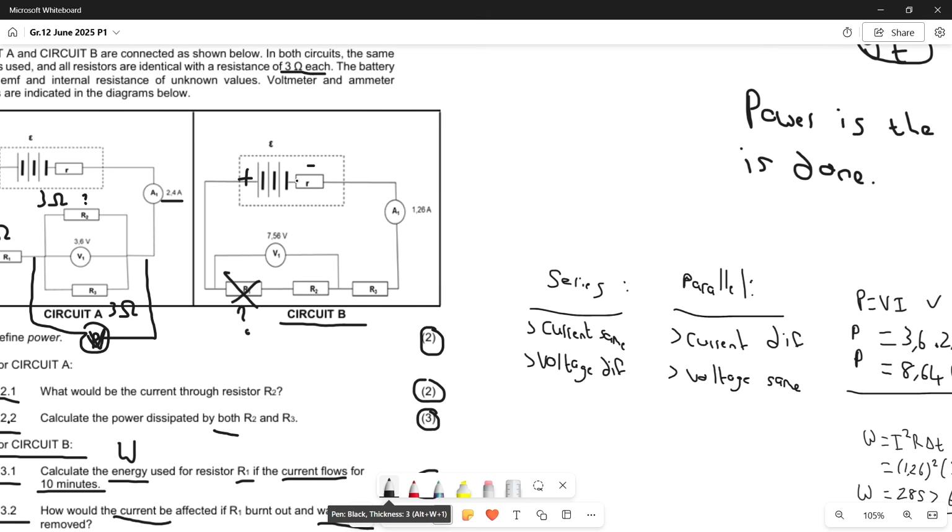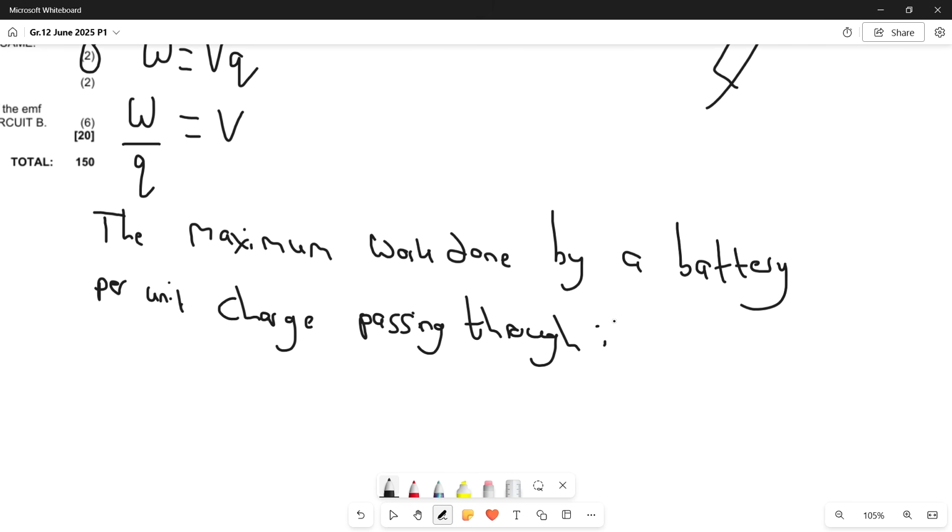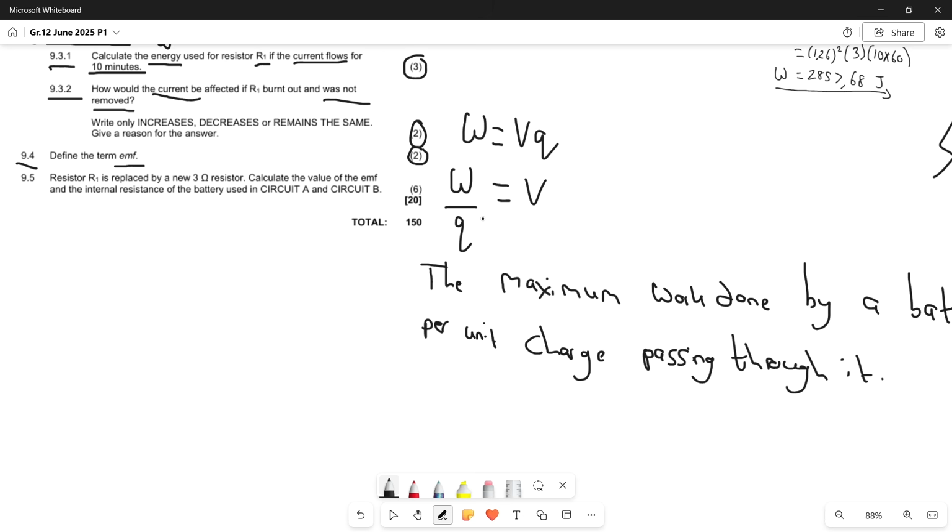That is pointing to the fact that our EMF is inside the battery itself, not in the external circuit, which means it is the maximum work done by a battery per unit charge, and that is our Q over here passing through it. And that just earned us 2 marks over there, and it is an all or nothing question. We either get 2 or 0. There are no half marks for this question, and that is how we link it to this formula here, just remembering that it is inside the battery specifically and not in the external circuit.